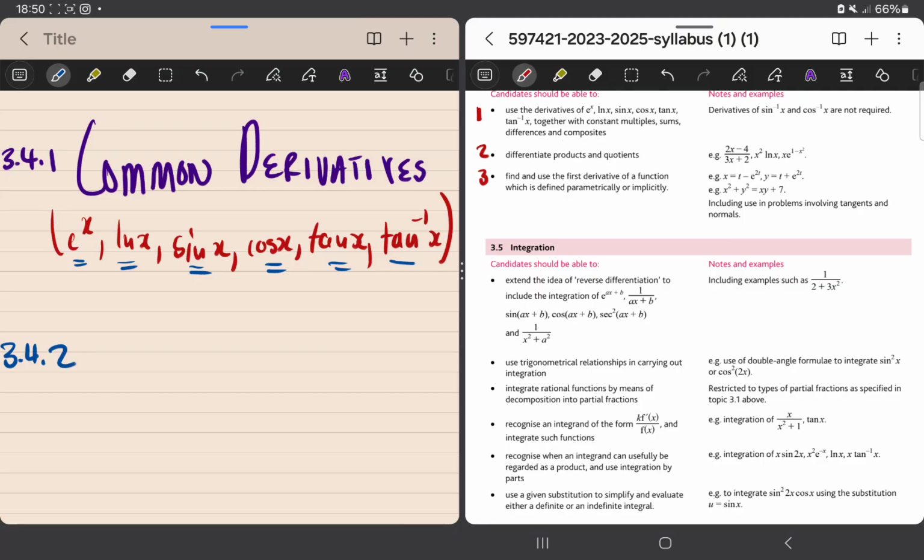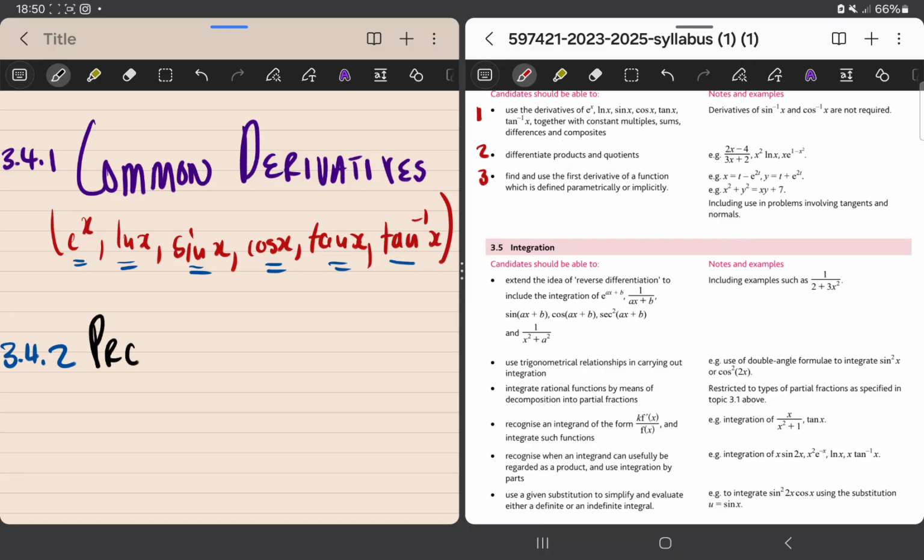If you're not good, you can go and check your composite, your chain rule. And in here, I'm going to show you how you can apply the chain rule to just these ones, but it's not even hard. All right. Now, what about this part 2? What is it about? Differentiate products and quotients.